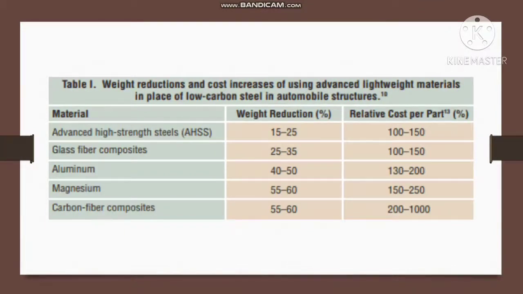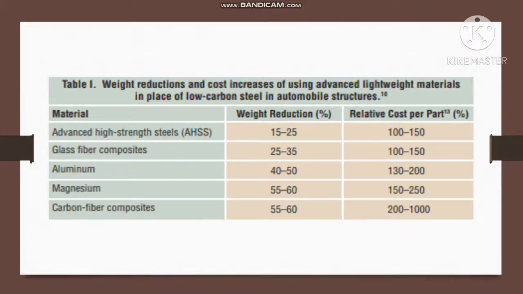First, we can see the material is AHSS. The weight reduction is 50% to 35%. About the cost, 100% to 150% cost per part. Second, glass fiber. Its weight reduction is 25% until 35%, and same as AHSS, its cost per part is 100 to 150%.